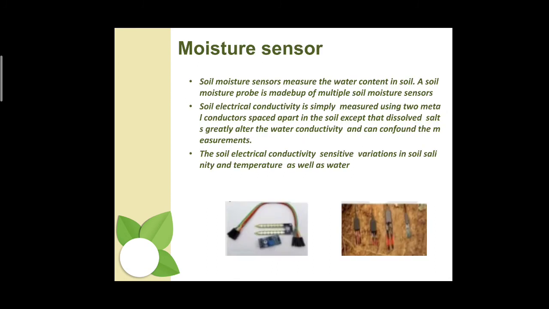The Arduino board is programmed by using Arduino IDE software. Moisture sensor. Soil moisture sensor measures the water content in the soil. A soil moisture probe is made up of multiple soil moisture sensors. Soil electrical conductivity is simply measured using two metal conductors spaced apart in the soil, except that dissolved salts greatly alter the water conductivity and confound the measurements. The soil electrical conductivity is sensitive to variations in the soil salinity and temperature as well as water.